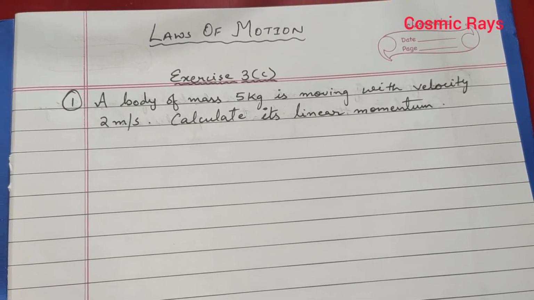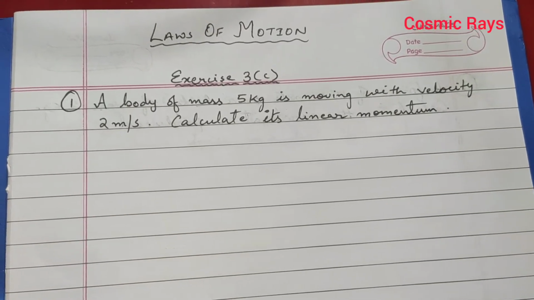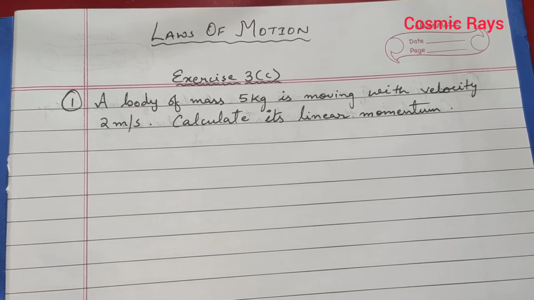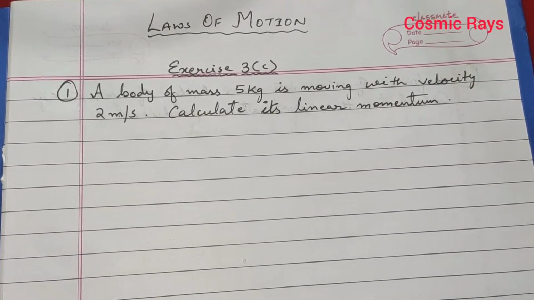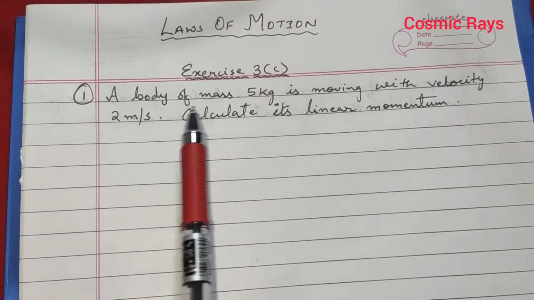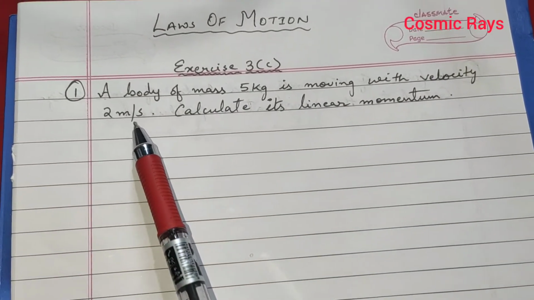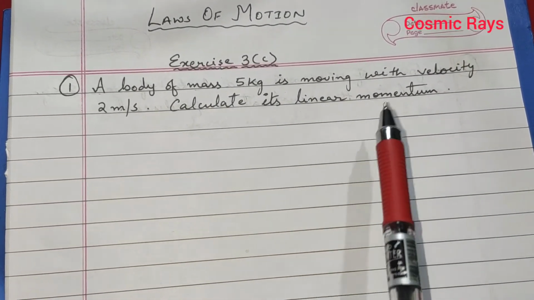Hi, in this video we are going to solve the numericals of the chapter Laws of Motion, and we will be talking about exercise 3C. From this exercise, the first question says a body of mass 5 kg is moving with velocity 2 meter per second. Calculate its linear momentum.